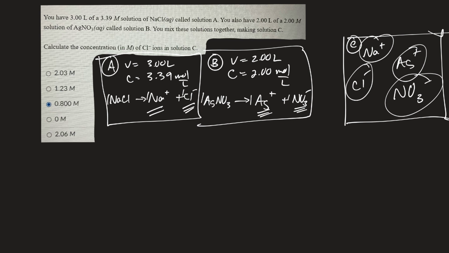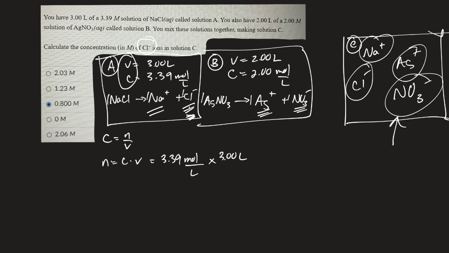Okay, so first off, let's figure out how many moles of chloride ions I'd have, because the question says calculate the concentration of chloride ions in this final solution. So let's find out how many moles of those we have. Concentration is moles over volume. I'm using that formula because I know those two numbers. So moles is equal to C times V. Concentration is 3.39 moles per liter times the volume of 3 liters.